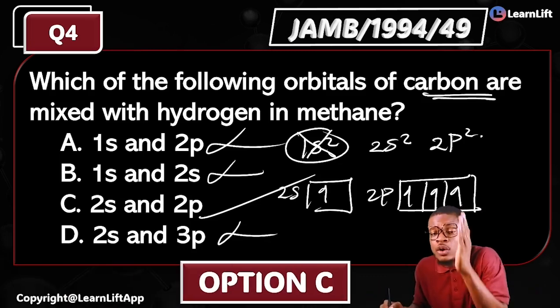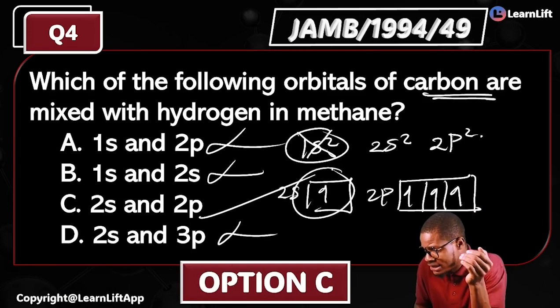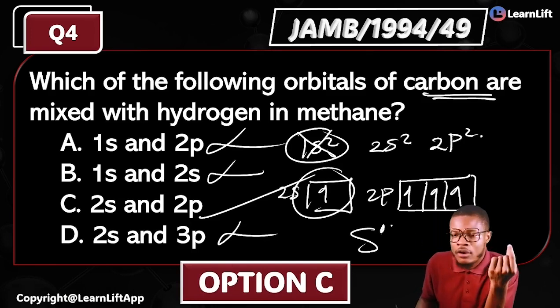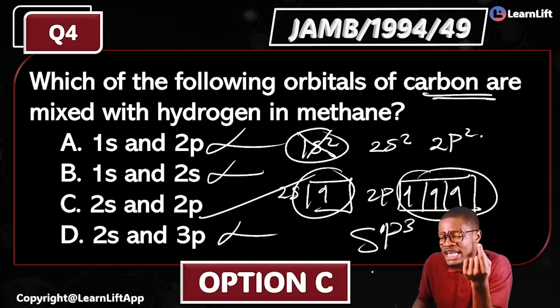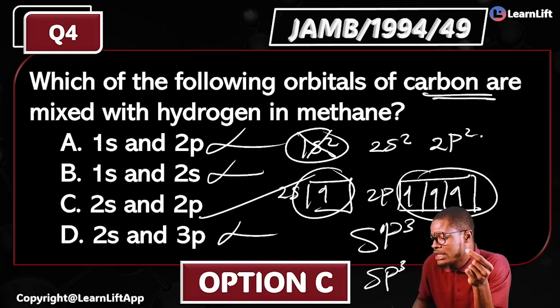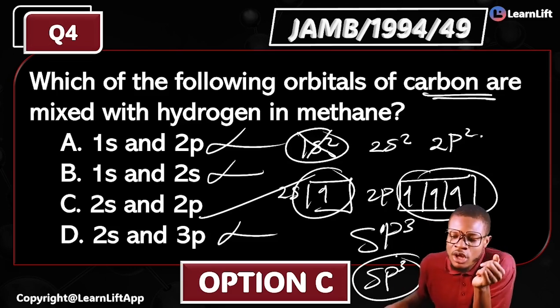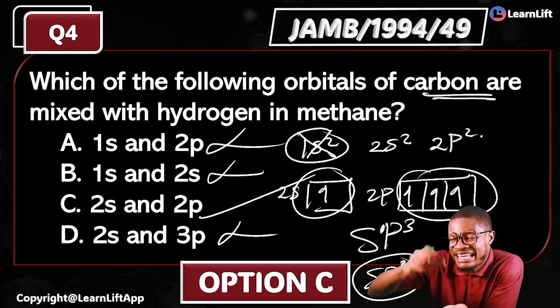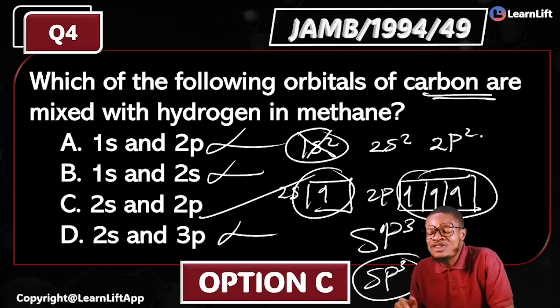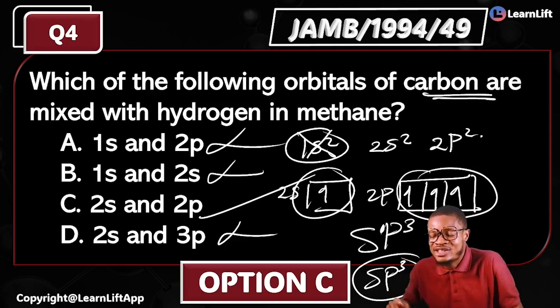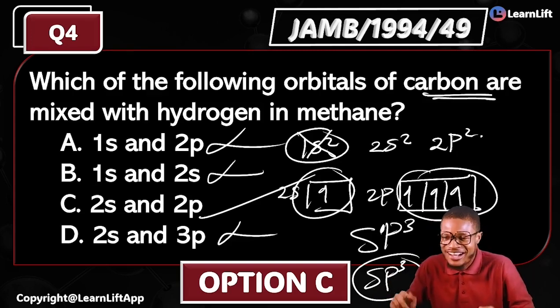The hybridization that will occur in methane: from the s, we carry 1, and from the p, we carry 3. That's going to give you s1p3, that's your sp3 hybridization. A quick question. What is the percentage of s character in sp3 hybridization? Correct, 25%. What's the percentage of p character in sp3 hybridization? Correct, 75%. Sure, you see now.